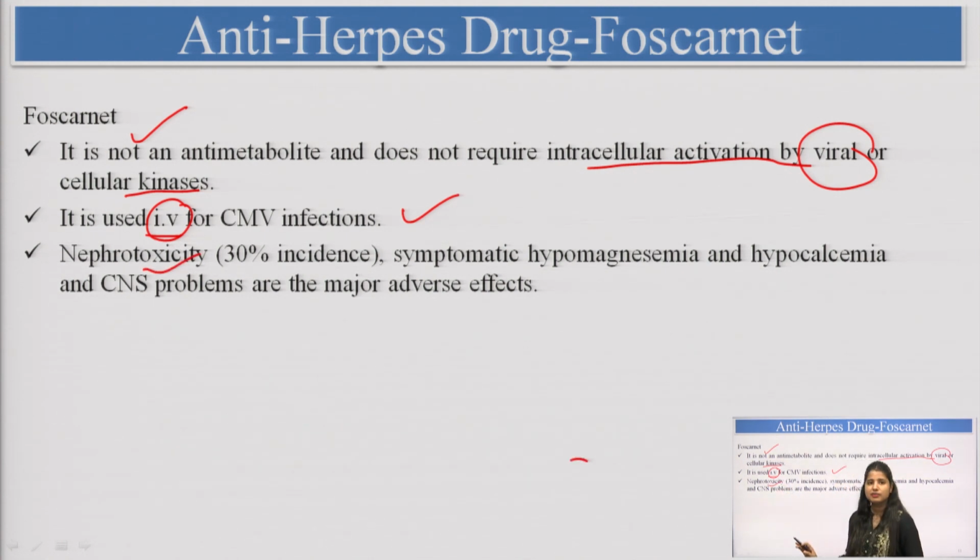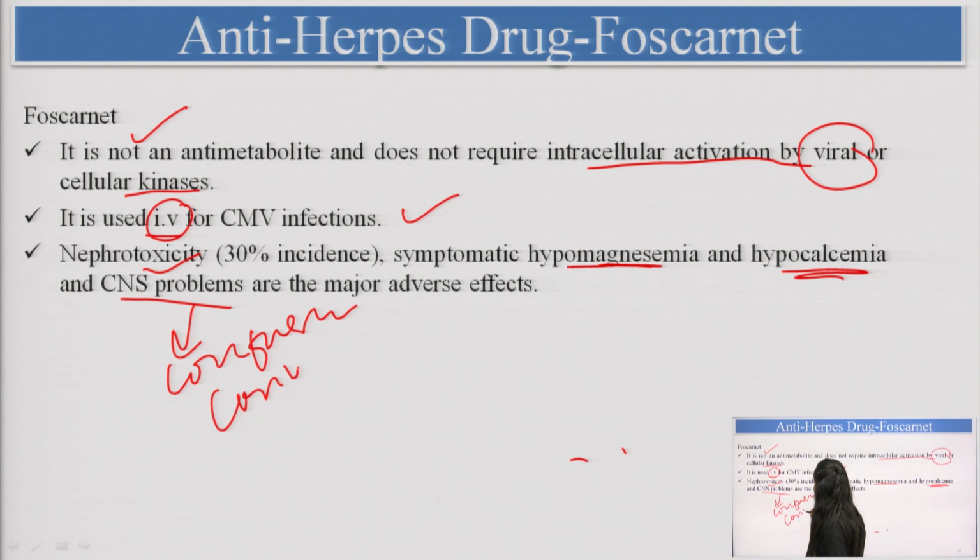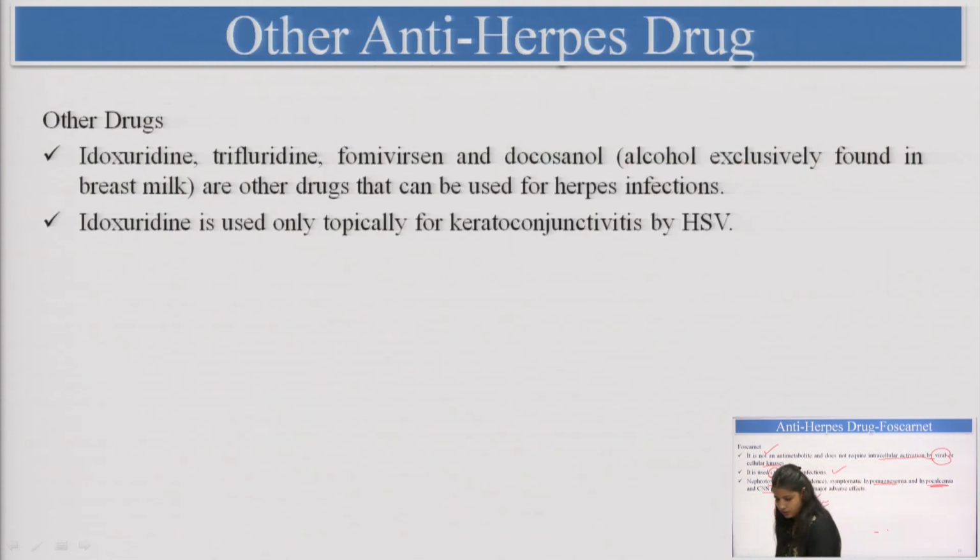Nephrotoxicity, meaning kidney damage, is there in 30% of cases. It also causes low magnesium levels in the blood and low calcium levels in the blood. There are also CNS problems like confusion, okay, convulsions. These are some of the adverse effects of foscarnet.